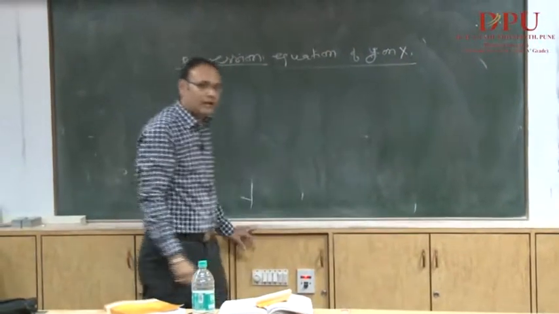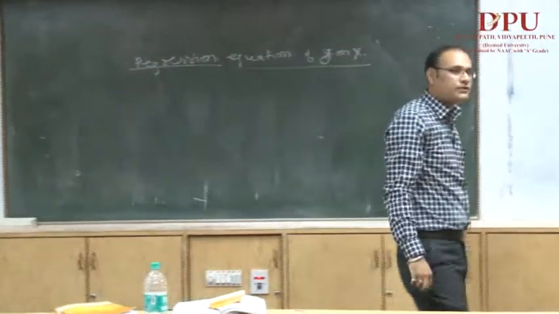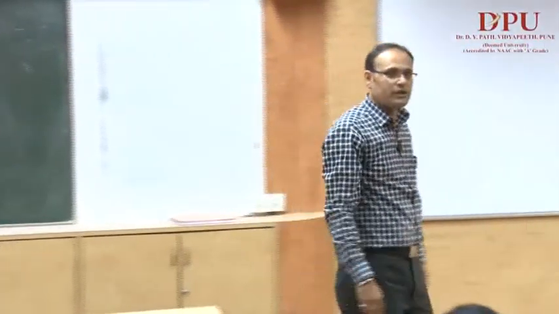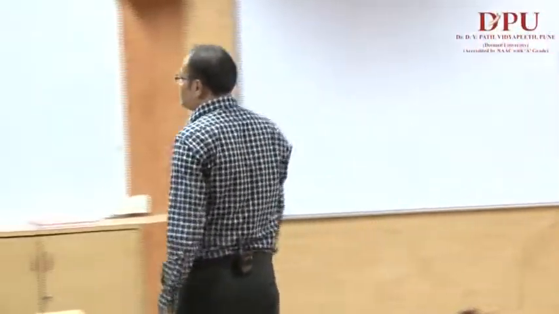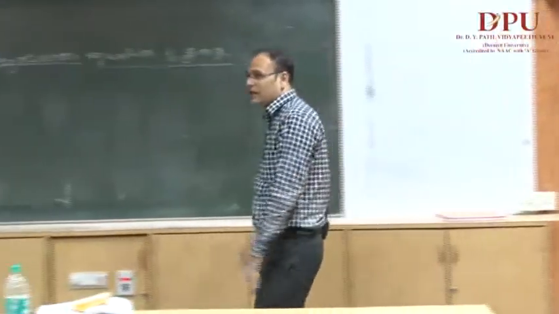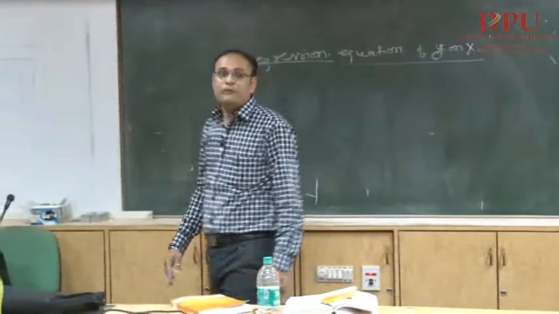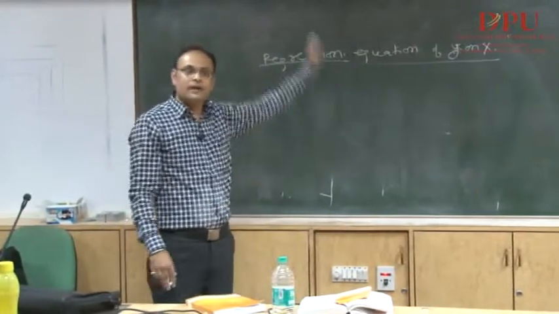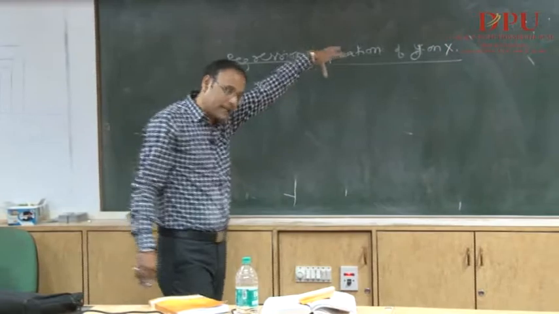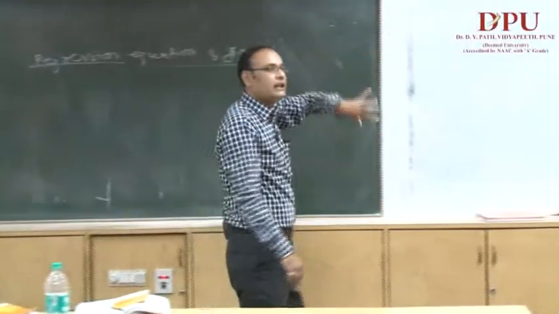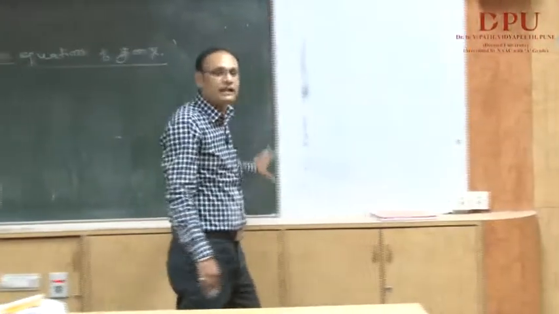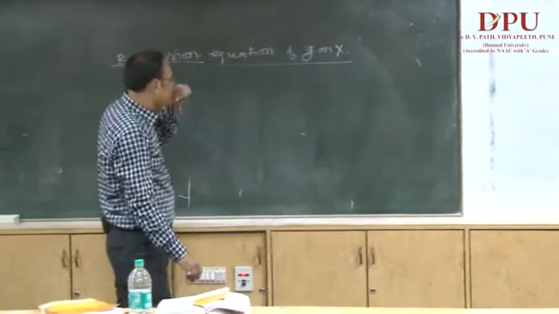There are basically two kinds of equations we have. The first is the regression equation of y on x, and the second one is x on y. By means of these two lines, we are going to judge the relation between the variables, right? We are done with correlation. This is again a way you can judge the relation between x and y by means of the lines, right? So let's have a formula.